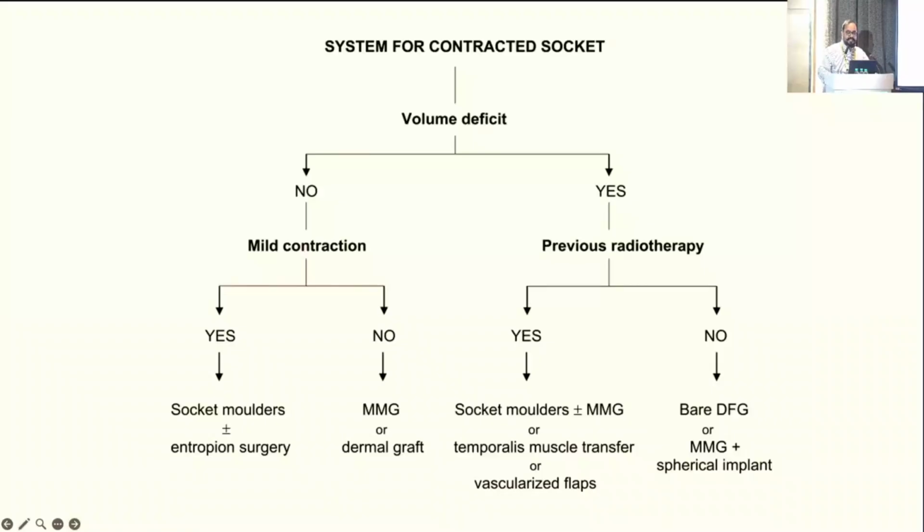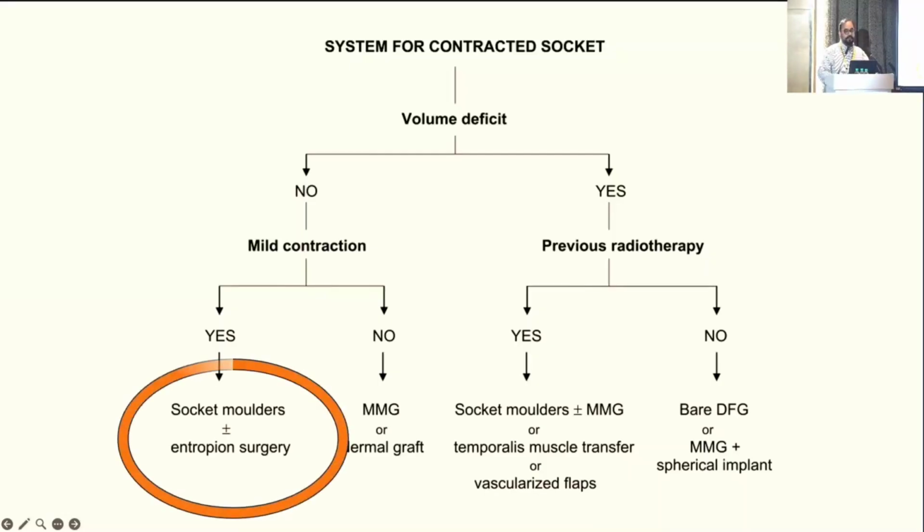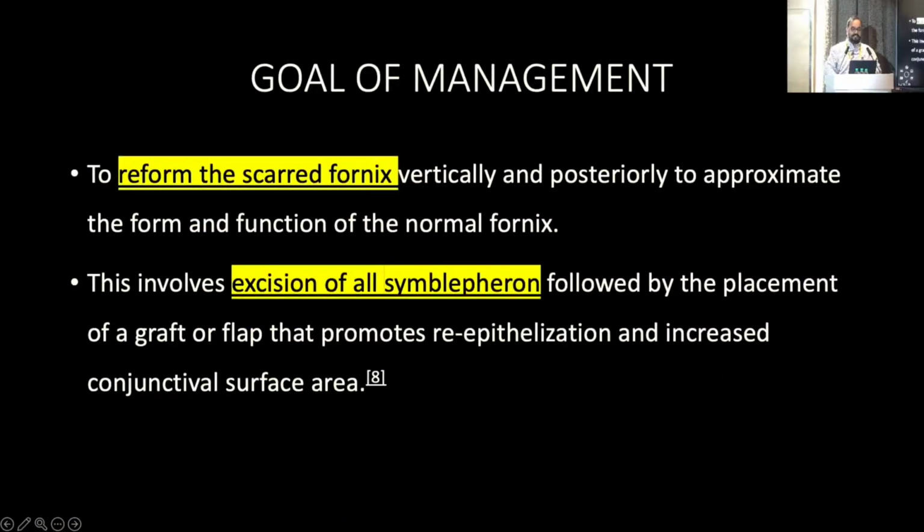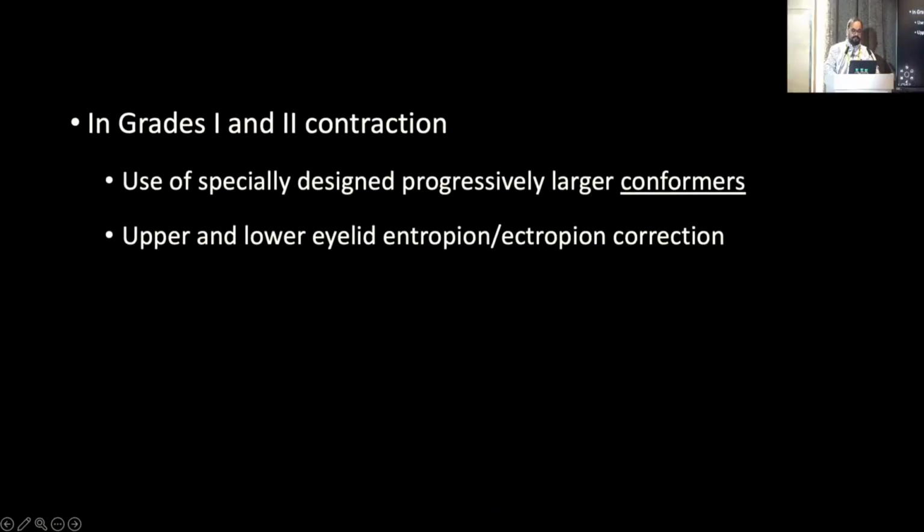According to the system for the contracted socket, we should go for volume deficit first and then think about the contraction. But in our case, there was no volume deficit. There was mild contraction in the upper and lower socket. So socket moulders or entropion or ectropion correction has to be done. The goal of the management is to reform the scarred fornix and excise all the symblepharon so that reepithelialization occurs and the conjunctival surface increases so that the prosthesis can be easily fit. In grade 1 and 2, use of specially designed progressively larger conformers and upper and lower eyelid entropion and ectropion correction should be done.